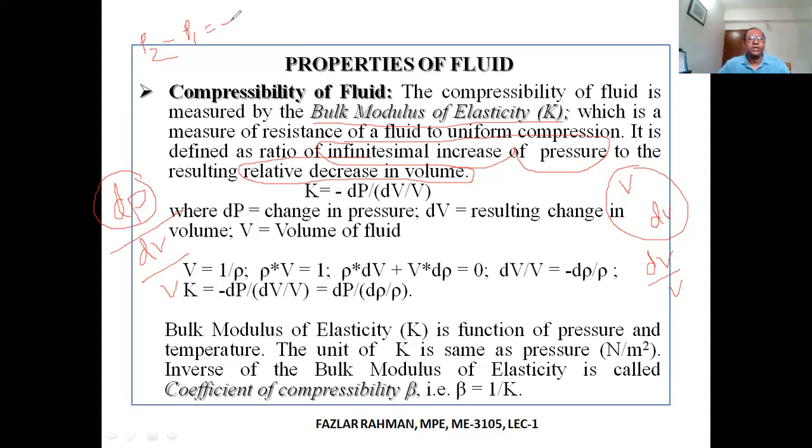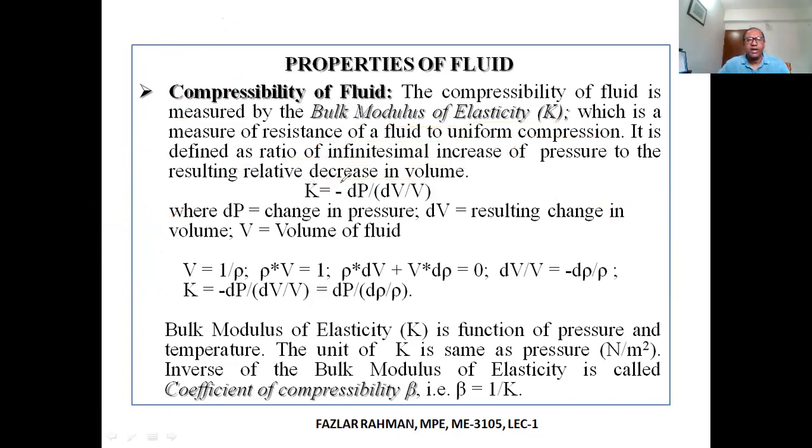Pressure is increased, so this value will always be positive, right? If you apply pressure, volume will decrease. So how do we figure out dV? dV equals V2 minus V1. Which one will be bigger? Obviously V1 was bigger and V2 will be reduced, because if you apply pressure, volume decreases. So this value gives a negative number, right? But bulk modulus of elasticity is always a positive number. So in the definition, they put a negative sign in front of this term. It is defined by K equals minus dP divided by dV by V. Here dP is the change in pressure, dV is the resulting change in volume, and V is the original volume of the fluid.